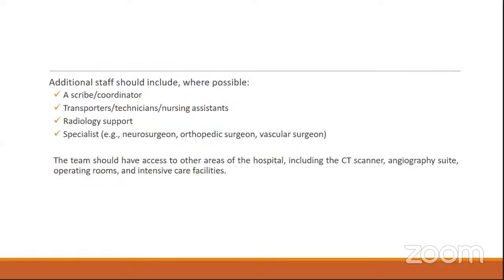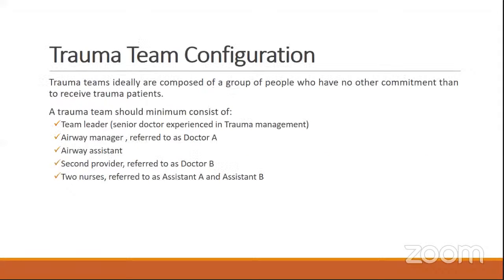then two nurses referred to as assistant A and assistant B. Now additional staff should include, wherever possible and whenever required, a scribe or a coordinator, transporter, technicians, nursing assistants, radiology support, and specialists, for example neurosurgeon, orthopedic surgeon, vascular surgeon, etc. The team should have access to other areas of the hospital, including CT scan, angio suites, operating rooms, and intensive care facilities. So this is the trauma team configuration and the minimum required team that should be included in the trauma team.